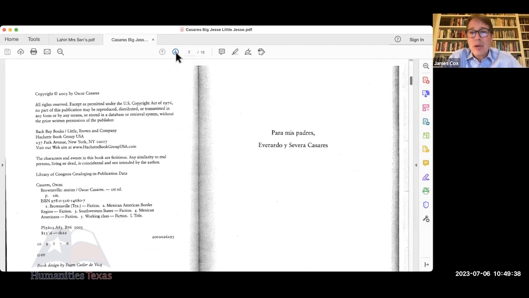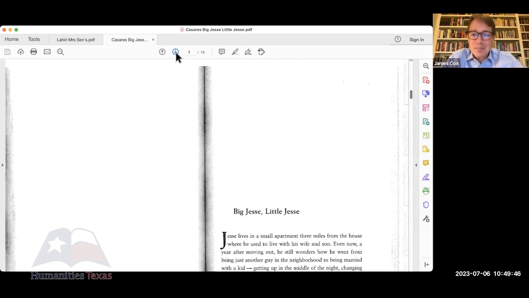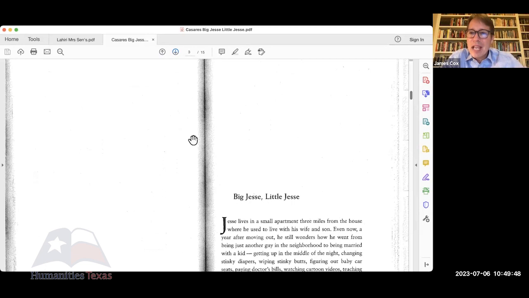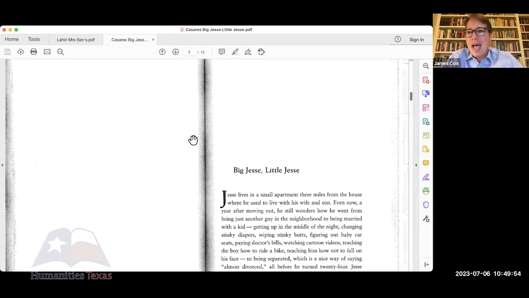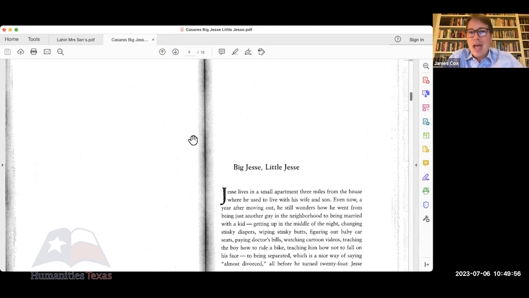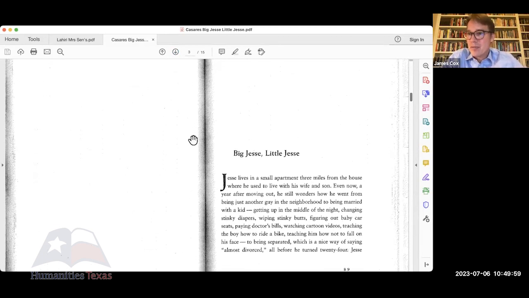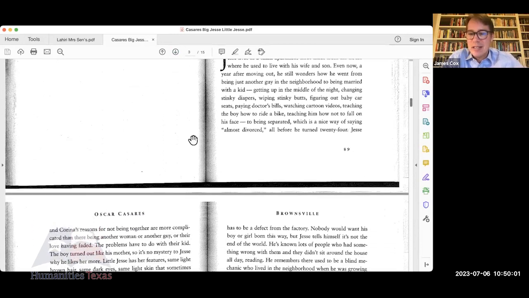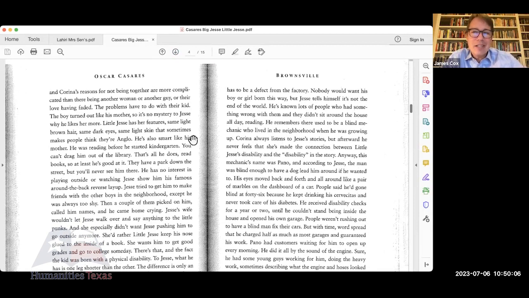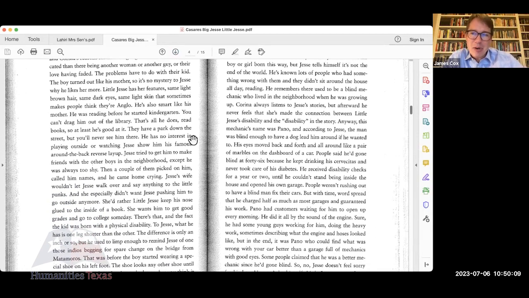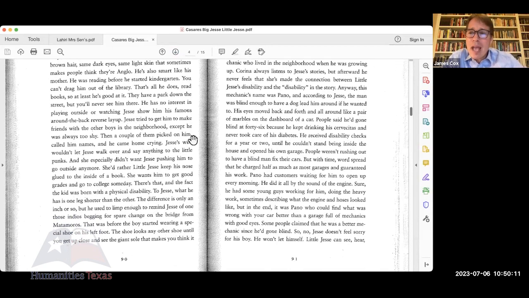And so I did something similar with this copy of Brownsville, which is dedicated to his parents as well. I kind of went through and looked for the way in Big Jesse, Little Jesse that he conveys to us that we're in Brownsville, or at least that we're in South Texas. And there aren't as many as I remembered, actually. But part of that has to do with the fact I often teach the whole collection, right?